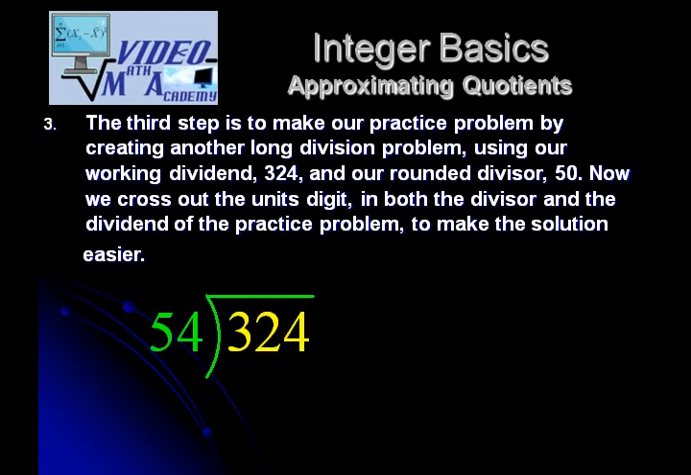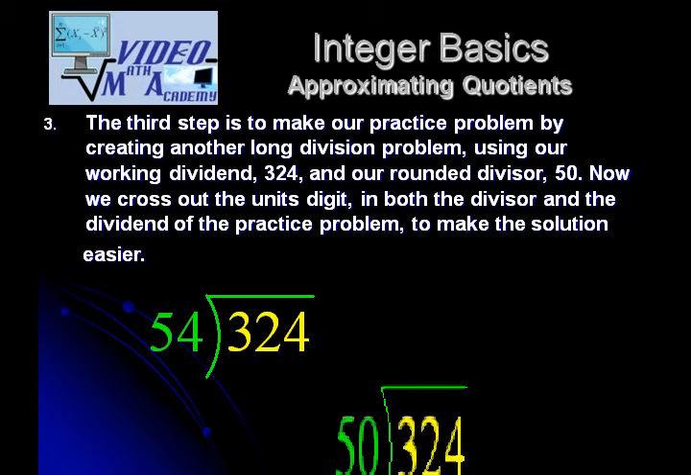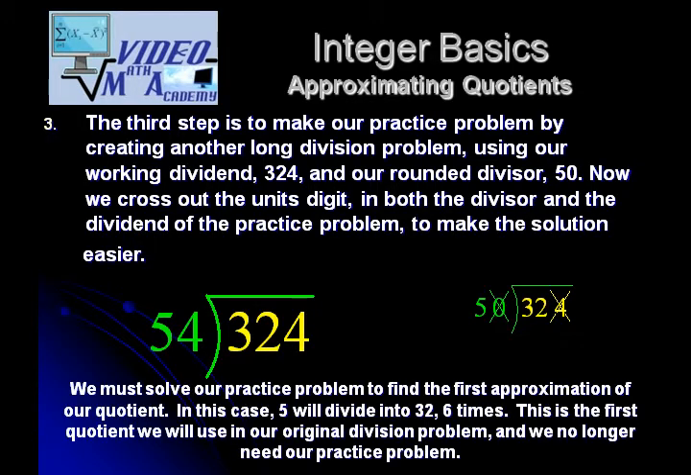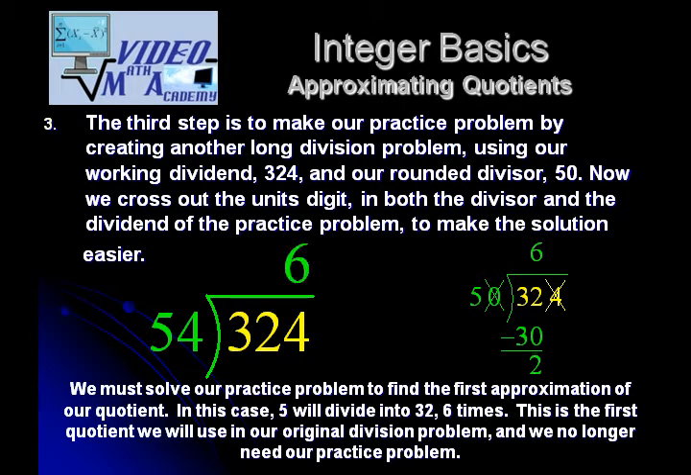The third step is to make our practice problem by creating another long division problem, using our working dividend, 324, and our rounded divisor, 50. Now we cross out the units digit in both the divisor and the dividend of the practice problem to make the solution easier. We must solve our practice problem to find the first approximation of our quotient. In this case, 5 will divide into 32, 6 times. This is the first quotient we will use in our original division problem, and we no longer need our practice problem.